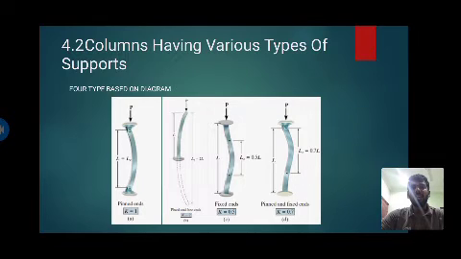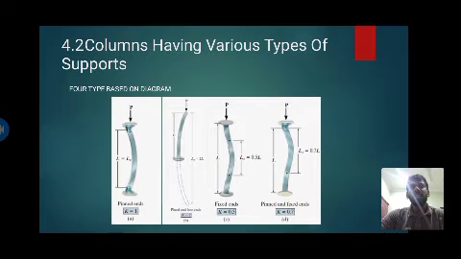In figure A, for the fixed-ended, free-ended column, the deflection curve was found to be that of a column that is pin connected with a length of 2L. Thus, the effective length between the points of zero moment is LE equals 2L.